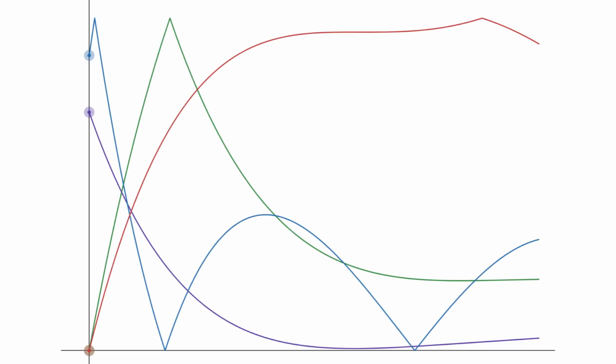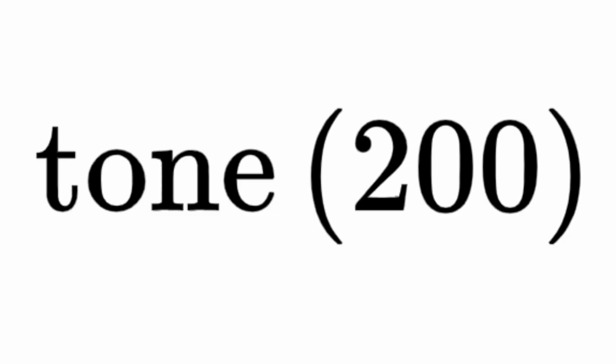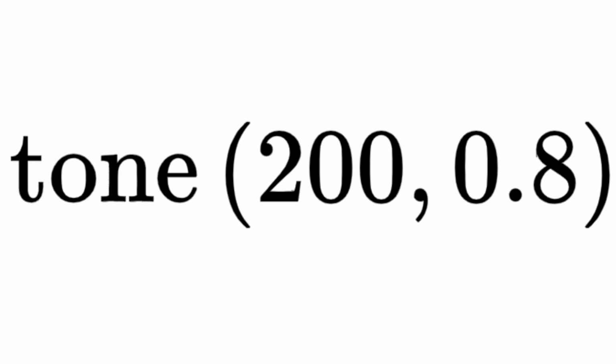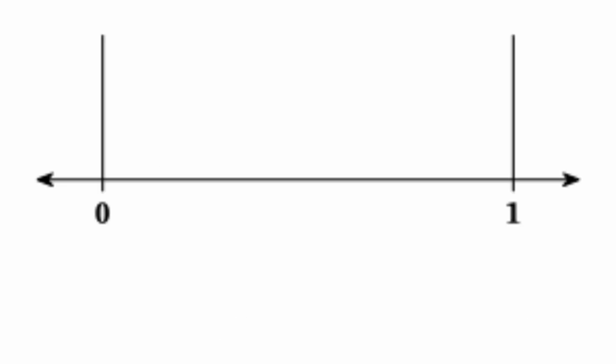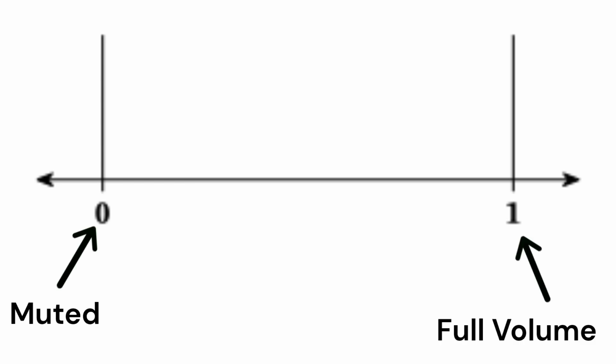Now, you may remember that at the start I said that all words in a phrase are played simultaneously, and you may be wondering how word order works. Well, to tell you the truth, I lied earlier. I said that the tone function only takes one number, when in actuality it can take two, the frequency and the decibel level. You can give any number between 0 and 1, 1 being full volume and 0 being muted.